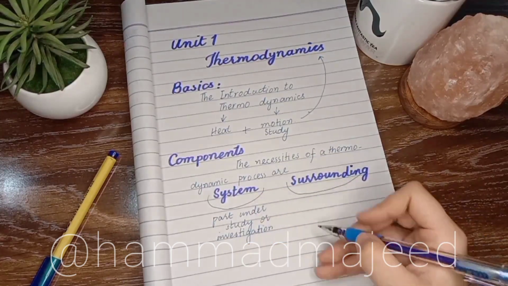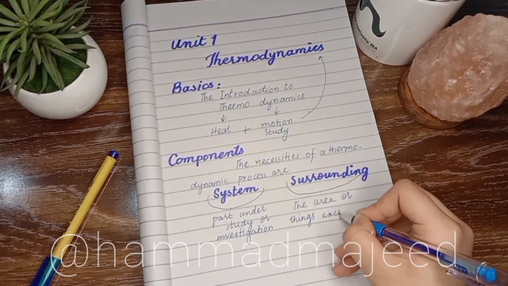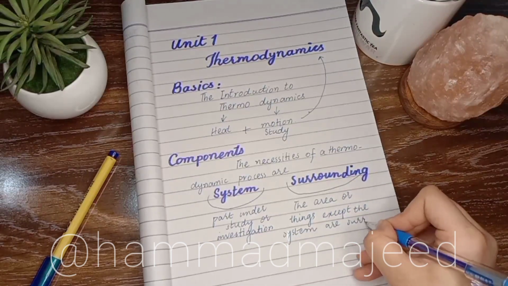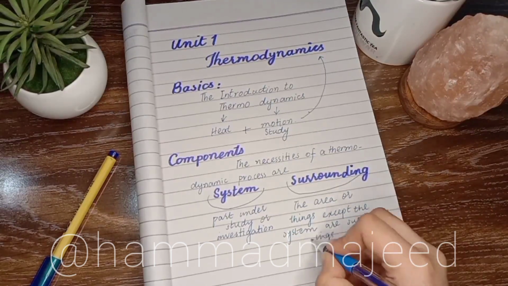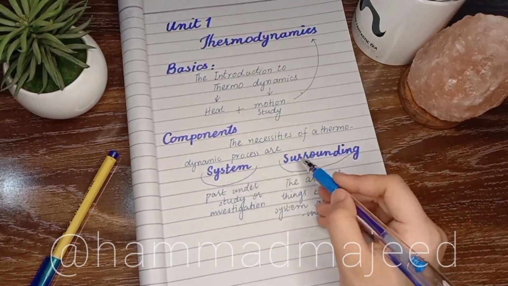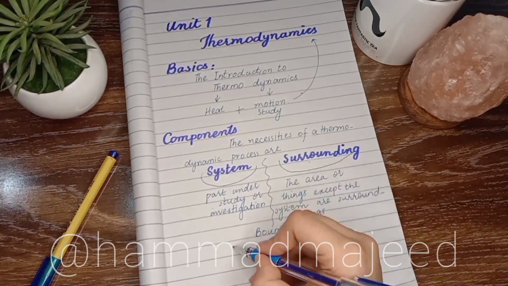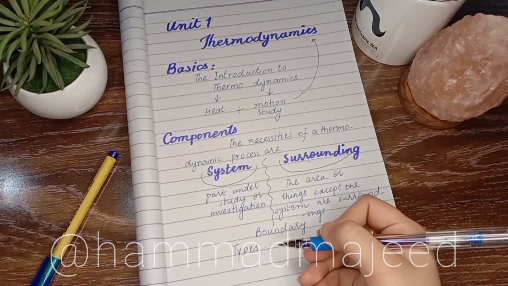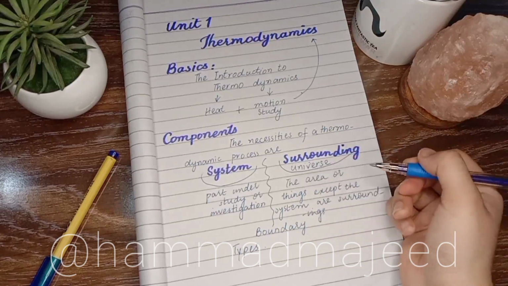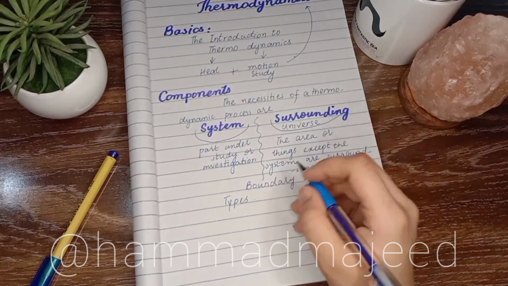Talking about the components of a thermodynamic process, firstly, we need to differentiate between two things, which are the system and the surroundings. The system is the part under study or investigation, and the surroundings is the area, or the things, except the system which is under study. To understand a chemical reaction, we need to understand all the processes taking place during it, all the heat losses, and all the things. So, we need to differentiate between system and surroundings.